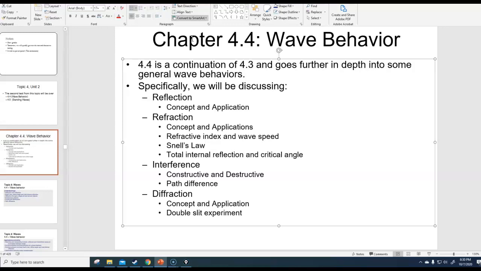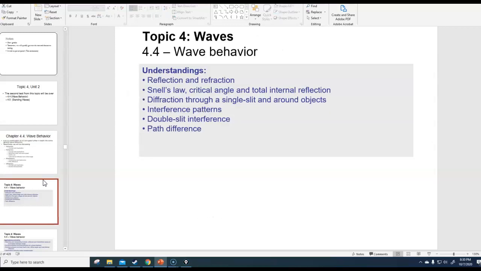We're going to start talking about reflection today just because it's the most basic type of wave behavior, and then we'll spend most of the rest of the unit talking about the other ones. Here's a quick outline of what is in 4.4, the things you must be able to understand at the end of the section: reflection and refraction, Snell's law, critical angle, and total internal reflection.